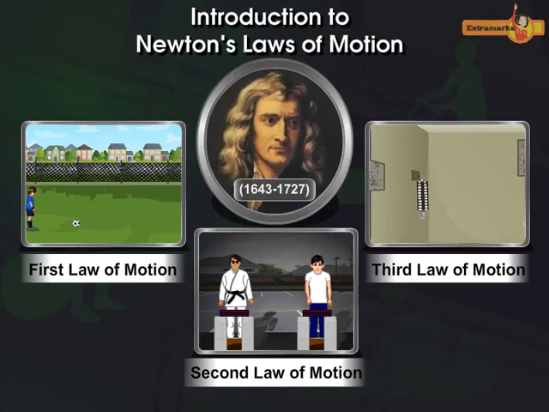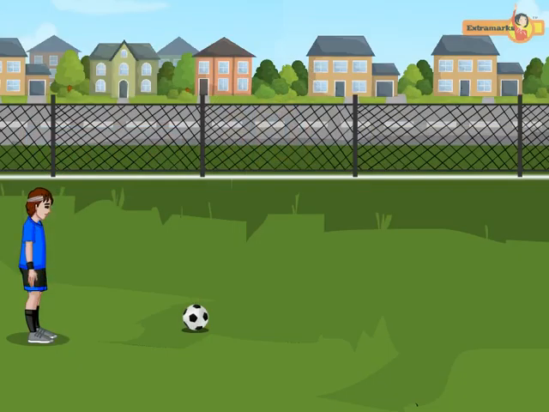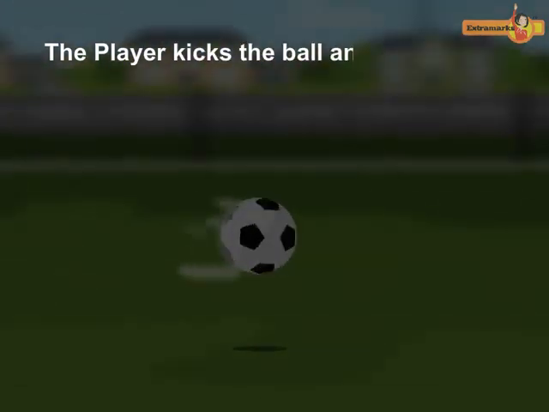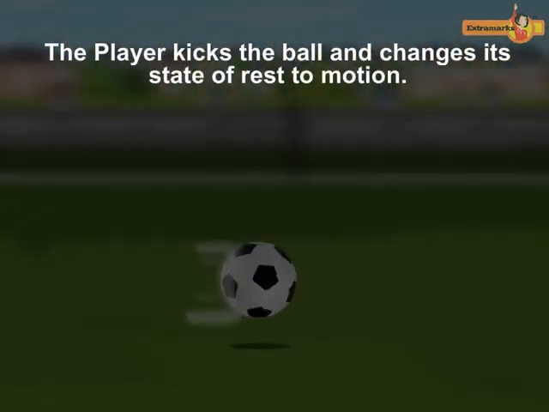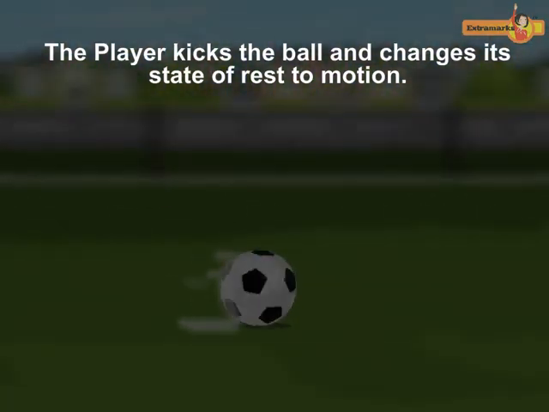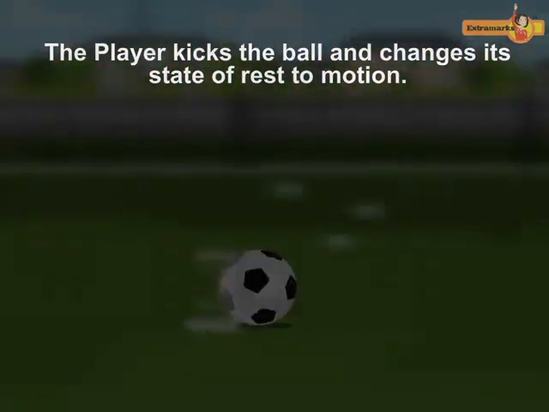Newton's laws of motion. A ball kept on the field does not change its position by itself. A player comes and kicks the ball. The ball changes its state of rest to motion. Is an external force needed to change the state of rest of the ball?